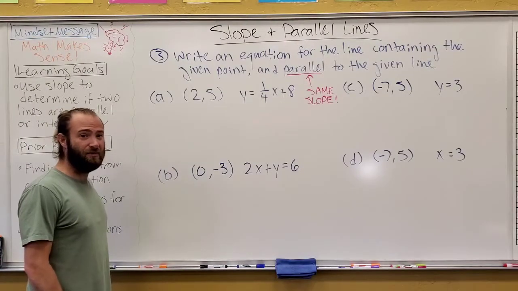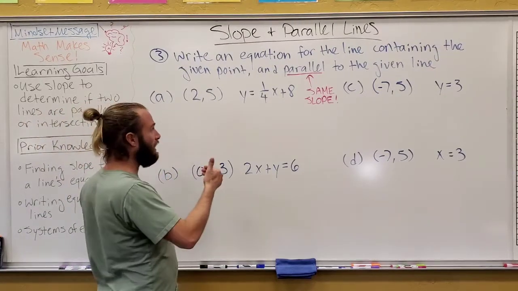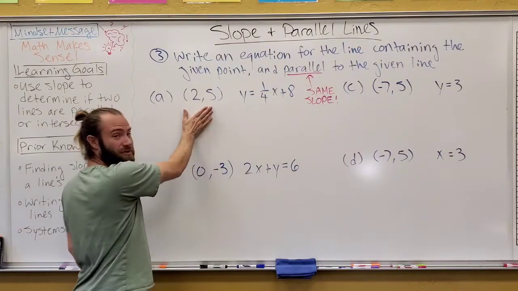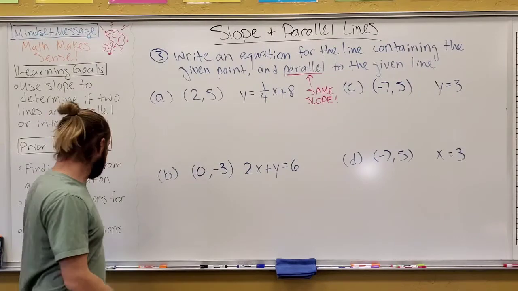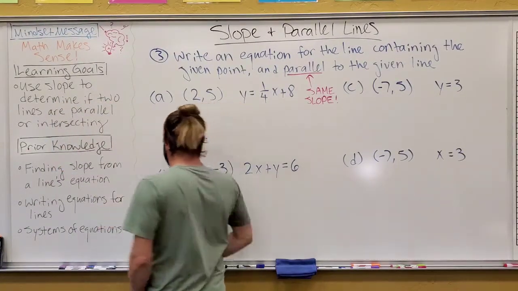So here's the very last thing we're doing today. We want to be able to write an equation for a new line that's parallel to a given line, but then passes through a specific point that's told to us. And this is where we need to remember how to write equations for lines, right?